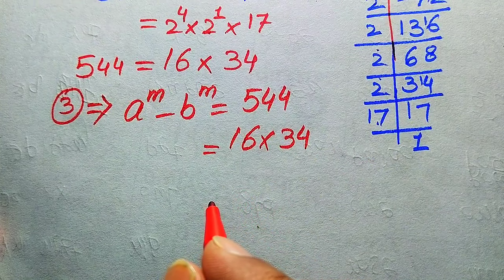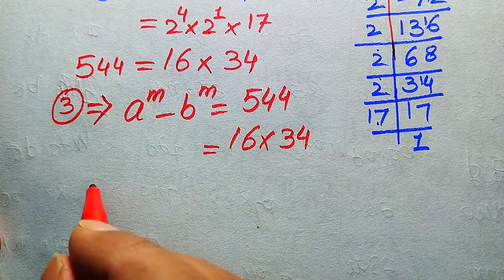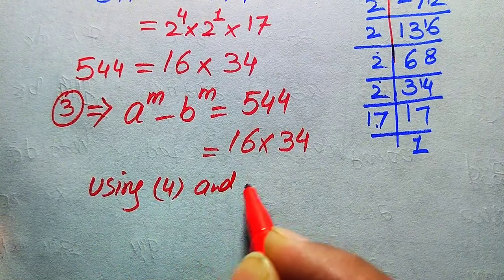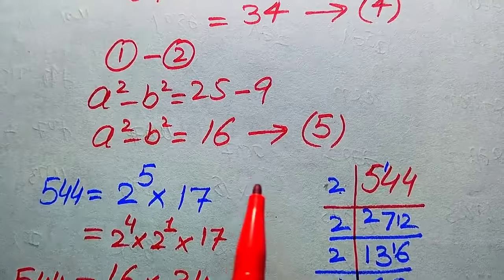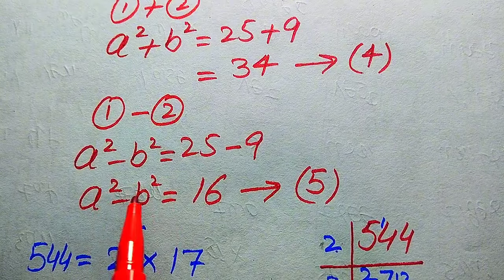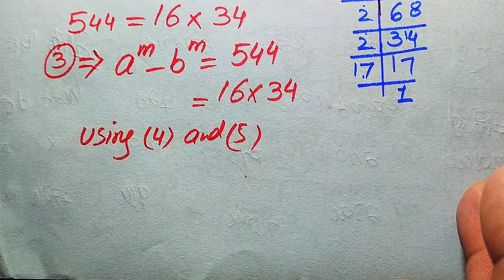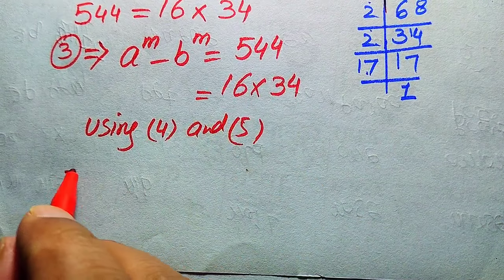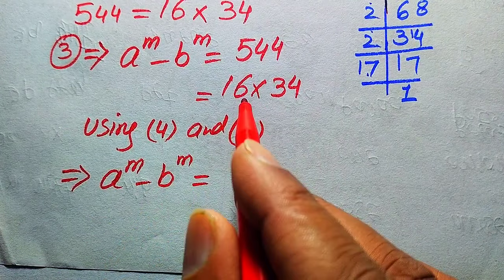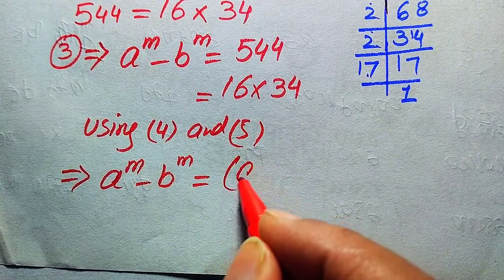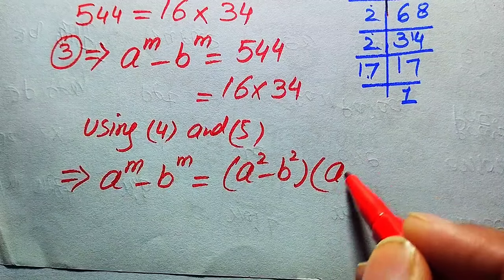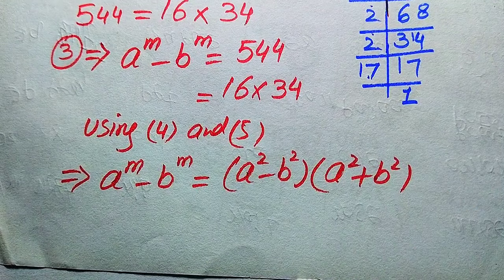And here we use equation number 4 and equation number 5. So you see here, equation number 4 is a square plus b square equals 34, and equation number 5 is a square minus b square equals 16. So when you put both of these values here, it will be written as a to the power of m minus b to the power of m equals 16, which is a square minus b square, and 34, which is a square plus b square.